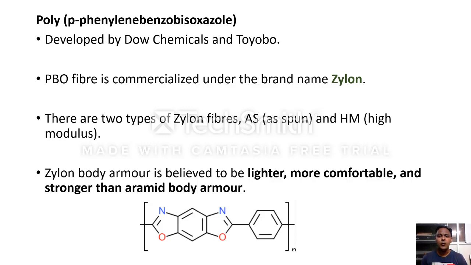Next fiber is the PBO, which is polyparaphenylene benzobisoxazole. It was developed by Dow Chemicals and Toyobo. It is commercial under the trade name Zylon. There are two types of Zylon fibers. One is AS, and HM is the high modulus. And this material offers very good ballistic protection. So it is lighter, more comfortable and stronger than aramid body armor.